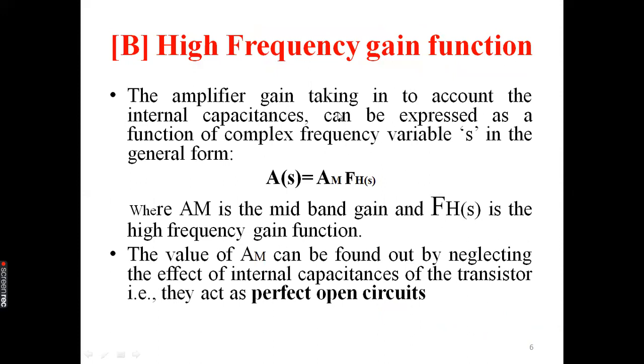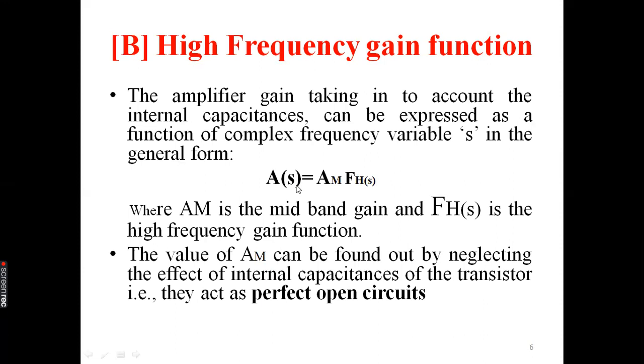So the amplifier gain, taking into account the internal capacitance, can now be represented as a function of complex frequency variable S in the general form. A of S is equal to AM into FH of S. So you can write this expression. All of you please listen, this expression is nothing but the equation for amplifier gain, which is a function of a variable called S. This S is nothing but the complex frequency term.